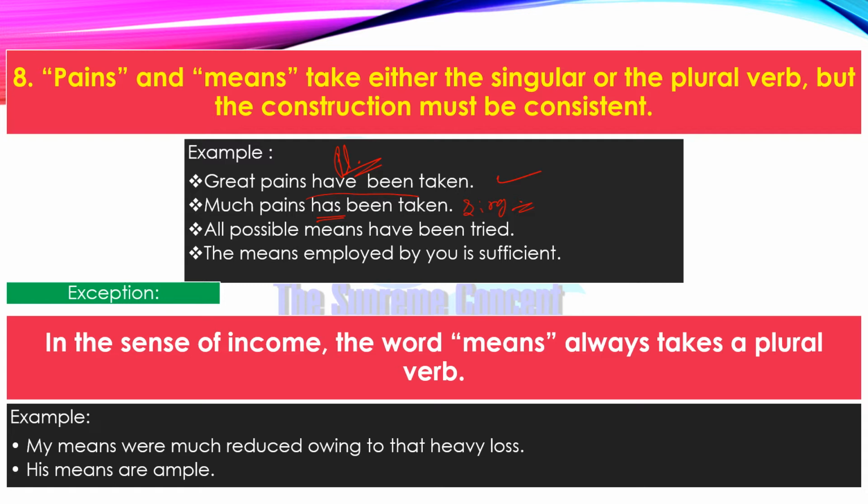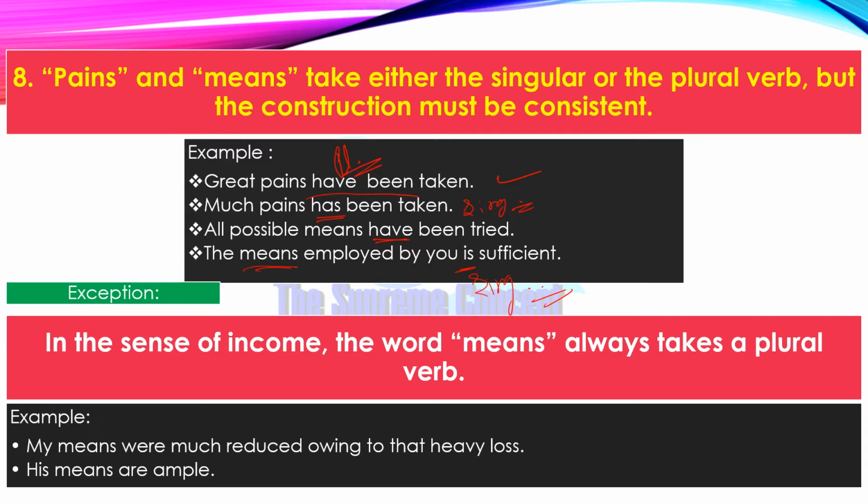Similarly, for means: all possible means have been tried. Here have is the plural form. But for the same means we can use the singular verb form: the means employed by you is sufficient. Here the singular verb form is used.